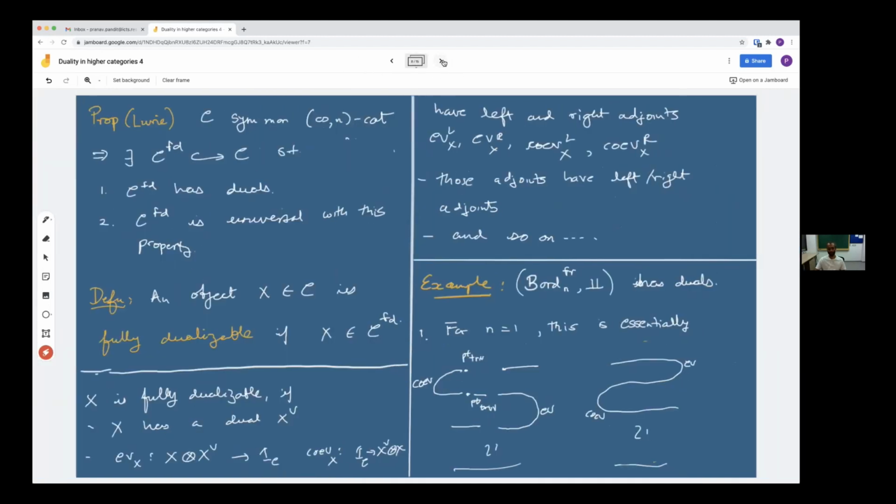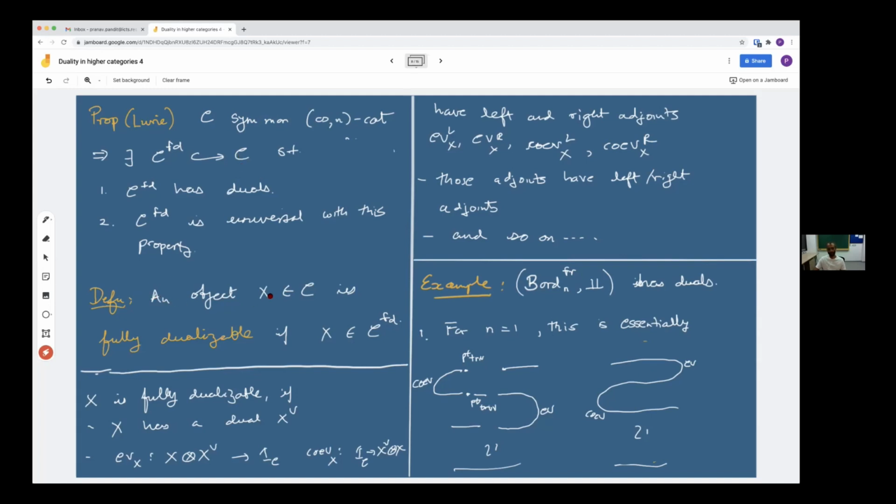So what does this actually mean? Okay, I'll come to that in a second. So here's a proposition due to Lurie that if C is any symmetric monoidal infinity n-category, then there exists a subcategory C fully dualizable, which has duals and which is universal with this property of having duals, meaning that it's the maximal thing sitting inside C that has duals. Every other category with duals mapping to C factors through C fully dualizable.